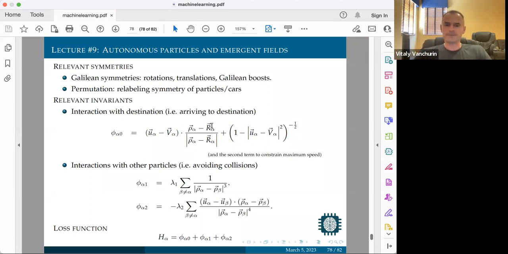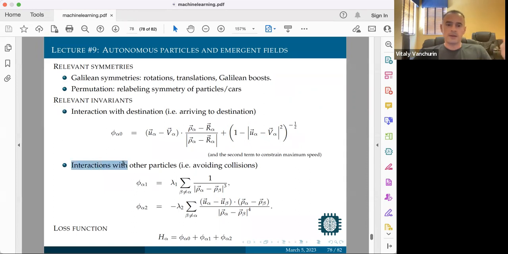Any scalar with respect to the symmetry transformation is an invariant. We'll also add this term. This term tells you that we want to have a maximum speed for all cars. They should not exceed the speed in here, in those units. The maximum speed of cars is 1, just an arbitrary parameter. So go to your destination, but don't go faster than 1. Going as fast as speed 1 is okay, but don't go faster than that.